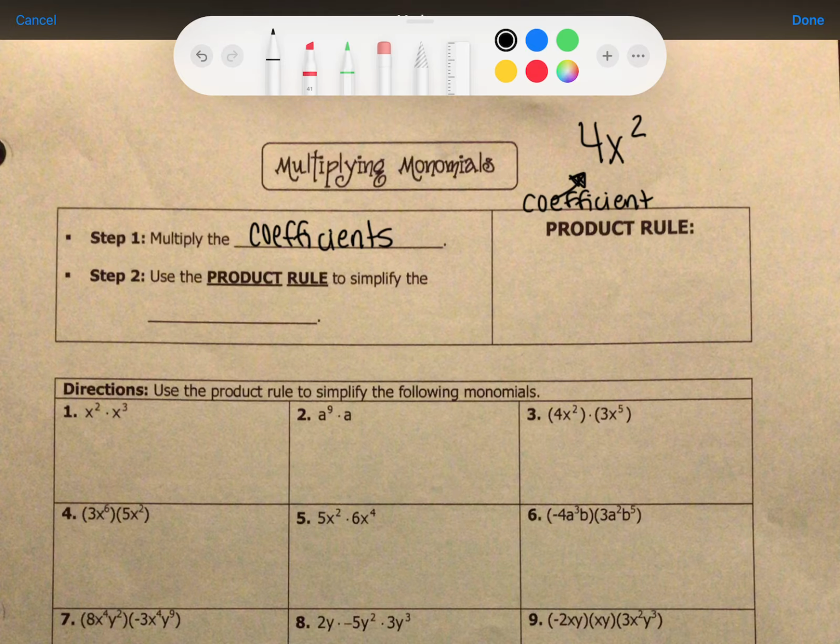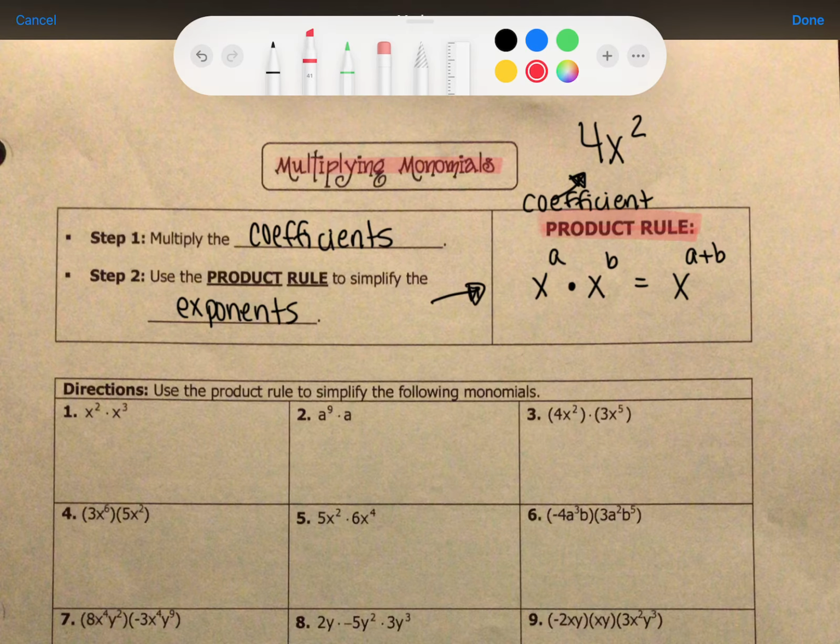All right, so after you multiply the coefficients, you're going to use the product rule to simplify the exponents. And the product rule says if I have x to the a times x to the b, you notice the x's are the same, so they have to have the same variable. Then the rule is you're going to keep that variable. It's actually called a base. You're going to keep the base. The bases are the same, so you keep the base, and you're going to simply add the exponents. So the product rule, when you're multiplying monomials, is to add the exponents.